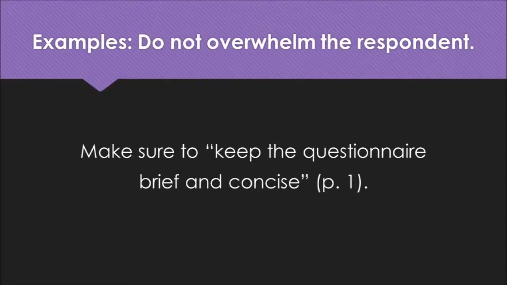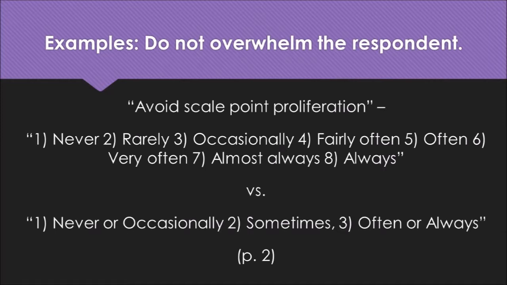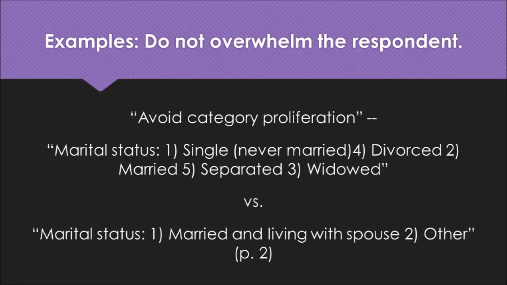Do not overwhelm the respondent. This theme covers a variety of the points in the article. For example, keeping the questionnaire brief and concise. Also, avoiding scale point proliferation. Too many options are confusing. Combine them whenever possible. Likewise, avoid category proliferation. Think about what you really need to know and what categories are useful for your research. It usually isn't necessary to nitpick.